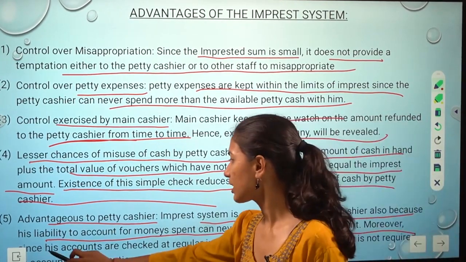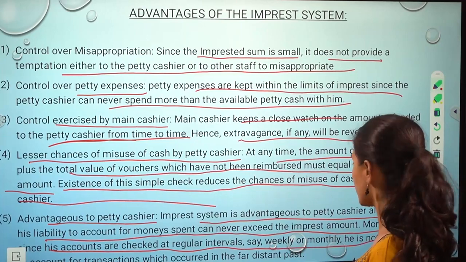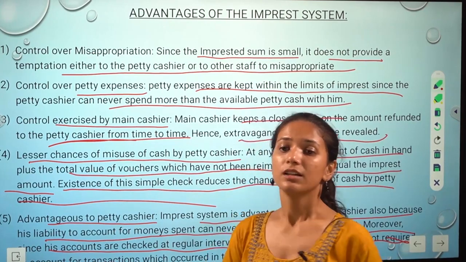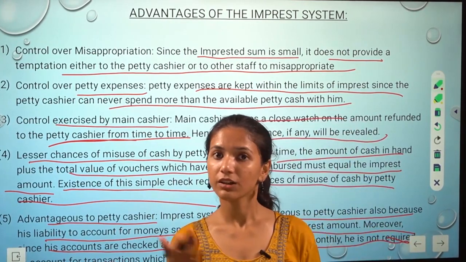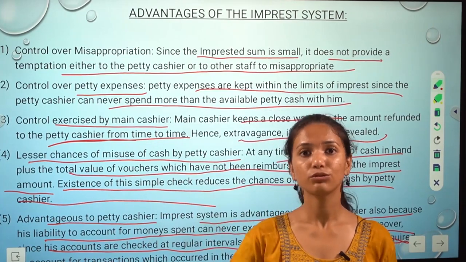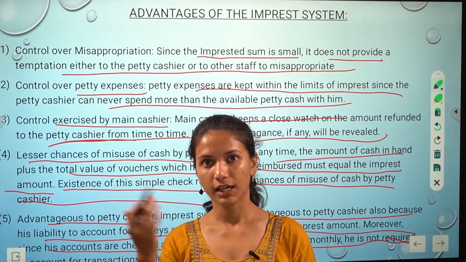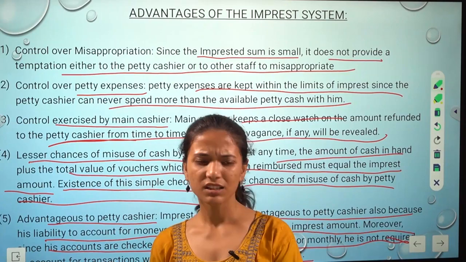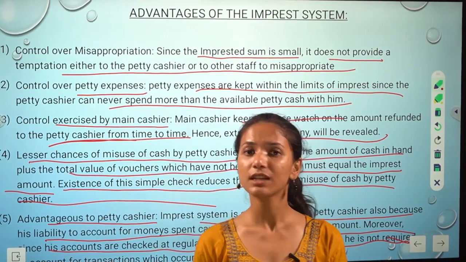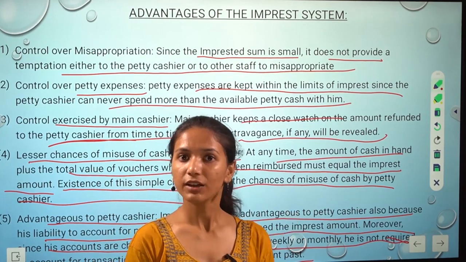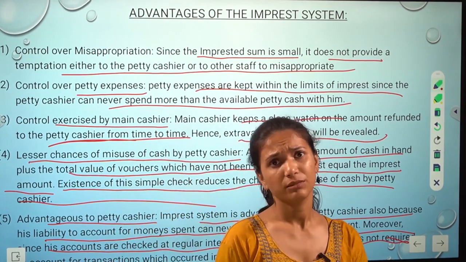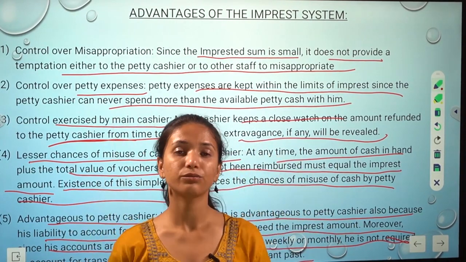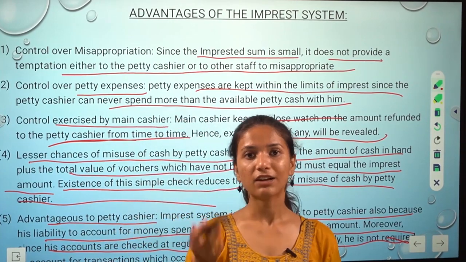Moreover, since his accounts are checked at regular intervals, say weekly or monthly, he is not required to account for transactions which occurred in the far distant past. Since his accounts are checked weekly or once in 2 weeks, he doesn't have to maintain all the vouchers from the previous 2-3 months. He just has to keep the last 1 month, or last 1 or 2 weeks of vouchers. That will help him because the main cashier doesn't have that much time to keep checking a whole month. He will keep on checking regularly within a week.